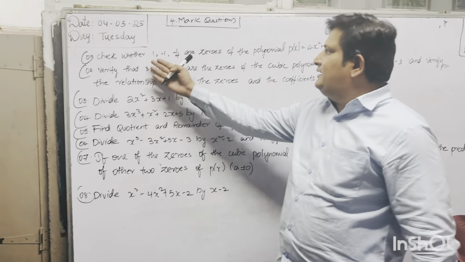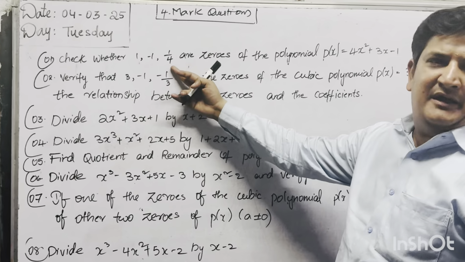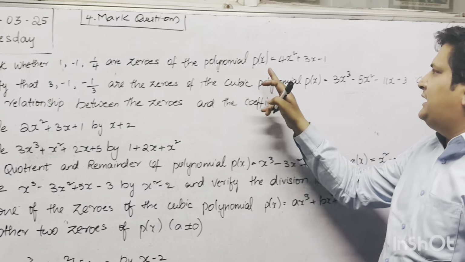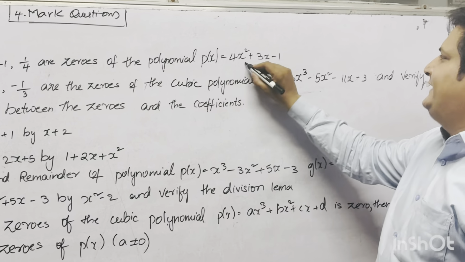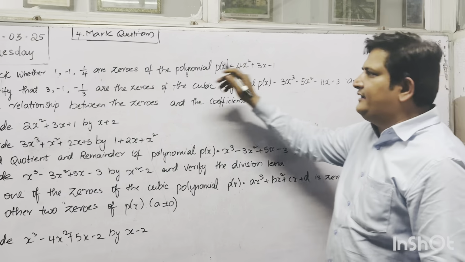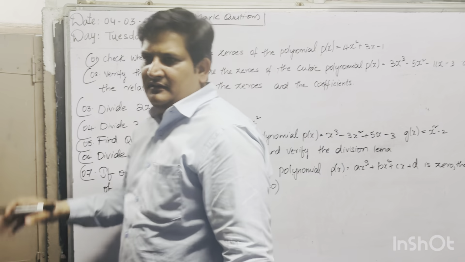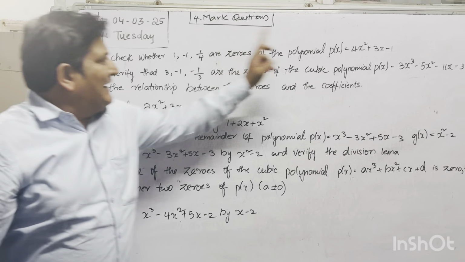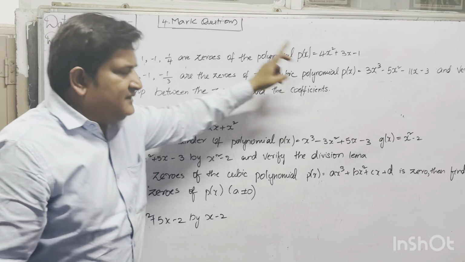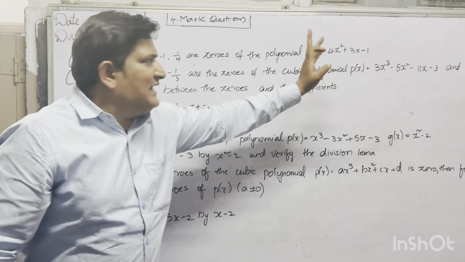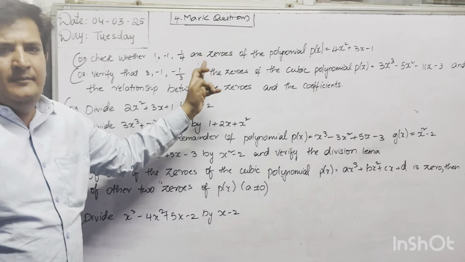One is check whether 1, minus 1, 1 by 4 are zeros of the polynomial p of x is equals to 4x square plus 3x minus 1. And here we need to substitute the values. We need to substitute 1 in this, minus 1 in this, 1 by 4 in this. If you get 0, they are the zeros of the polynomial.